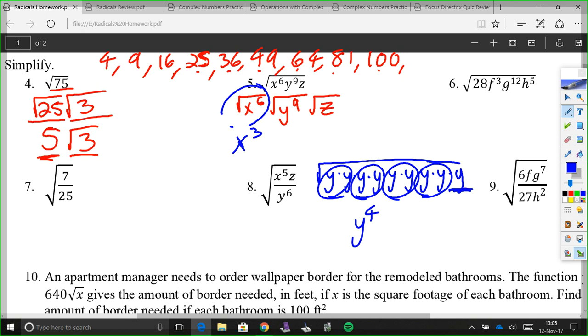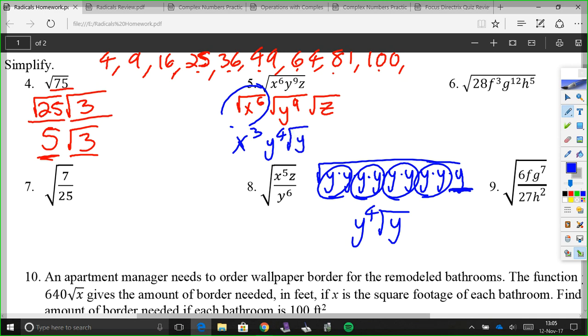However, you realize, hey, I have a leftover y here. That one gets stuck and stays inside the radical. It did not have a pair, so it could not come out of the radical, and it gets left over. Like I said, that's the remainder. So we're going to have y to the 4th, square root of y.